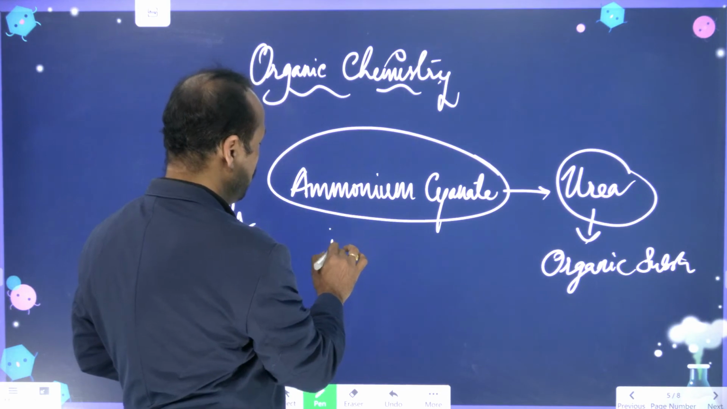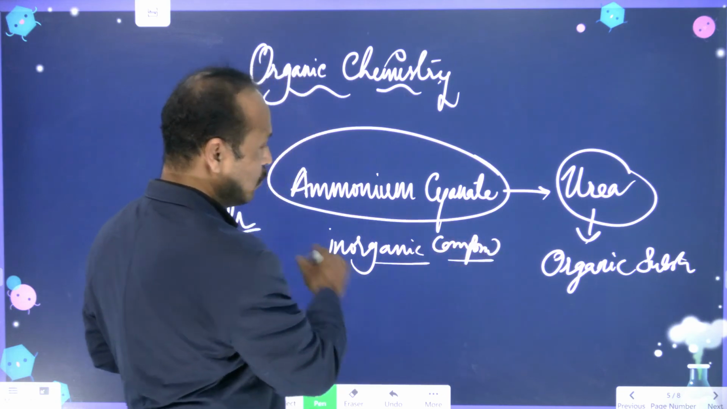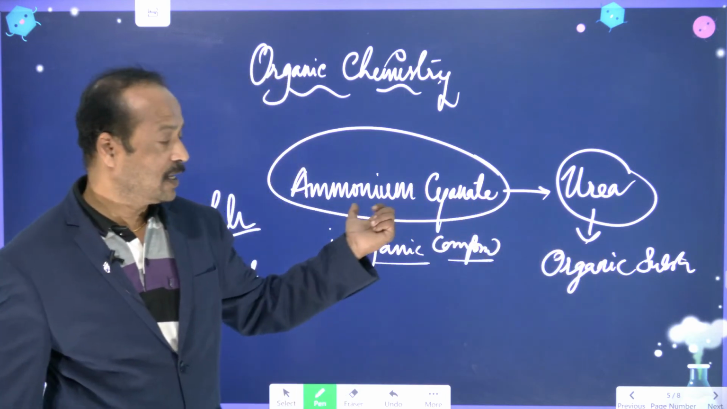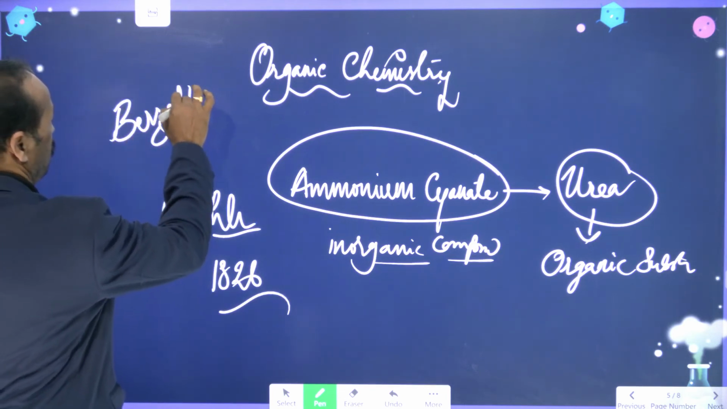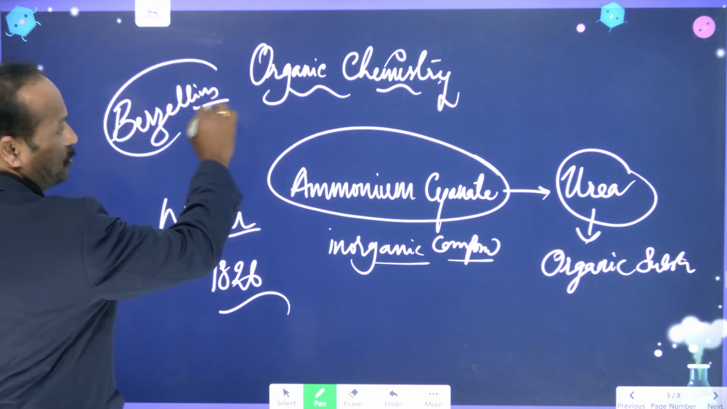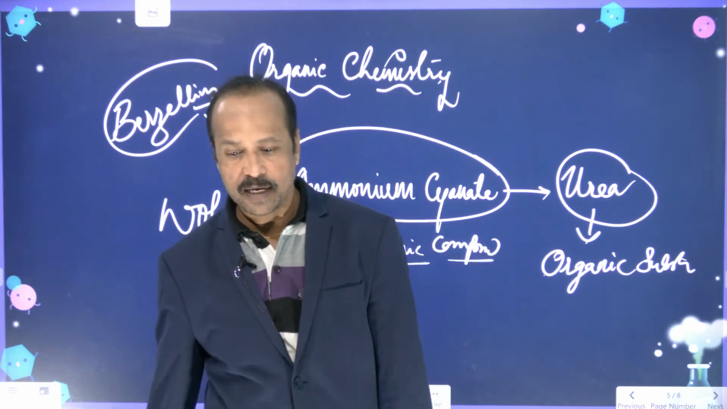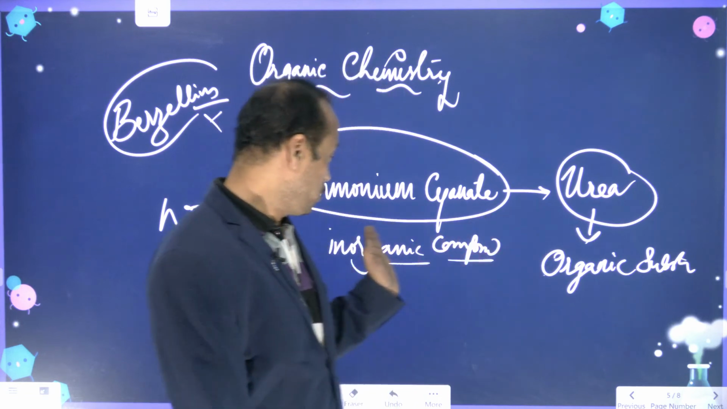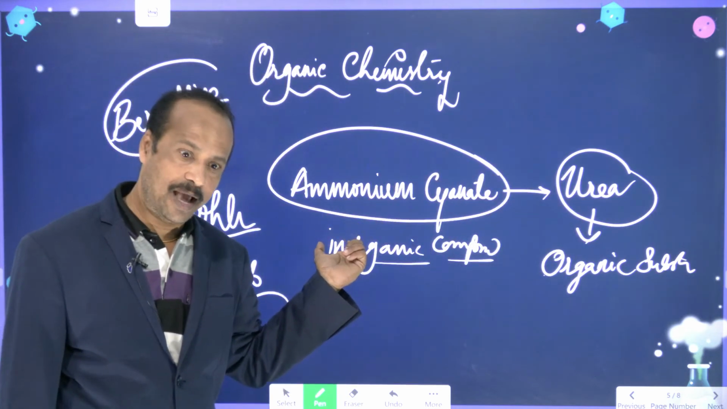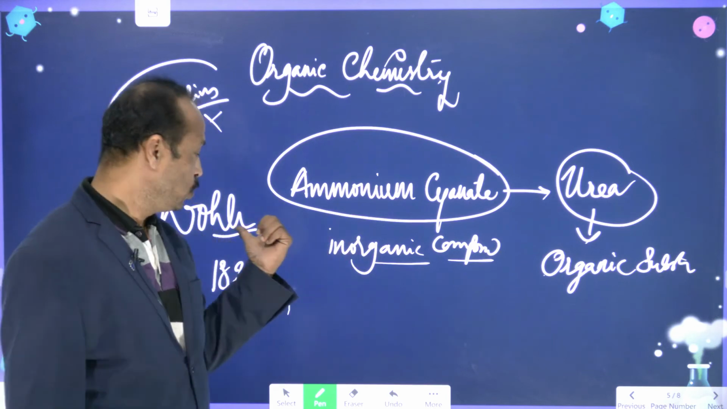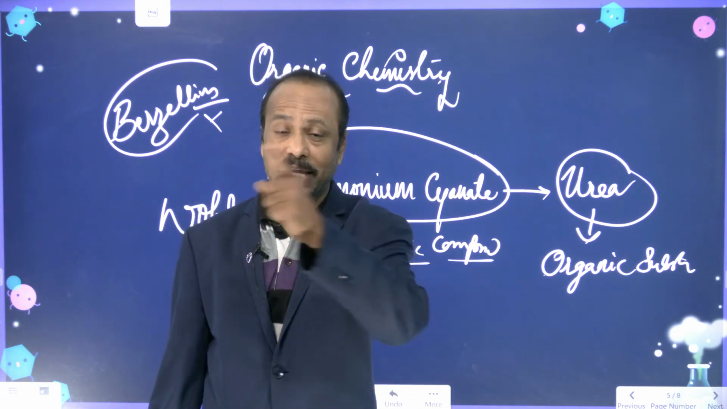This ammonium cyanate is an inorganic compound. So, he prepared the organic compound from the inorganic compound, right. But before that, what did Berzelius say? Berzelius said it is not possible to prepare organic substances artificially, meaning we cannot prepare organic substances in the laboratories. But here Wöhler proved that organic substances can be prepared artificially, meaning in the laboratory. Wöhler was the first scientist to prepare an organic material from an inorganic substance.